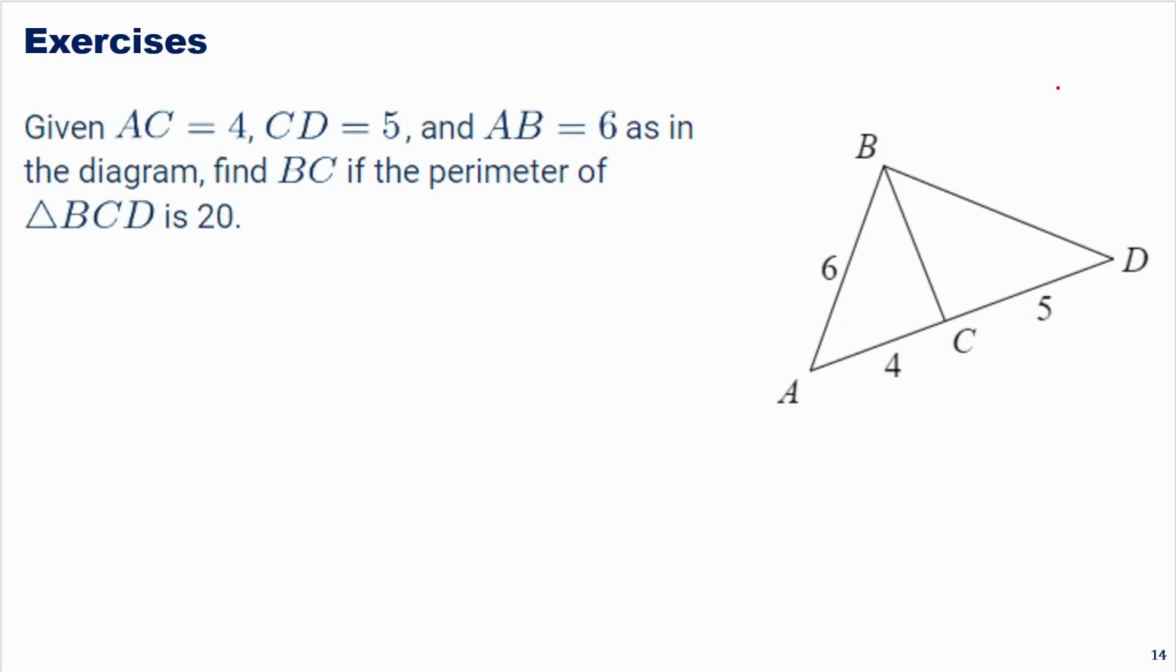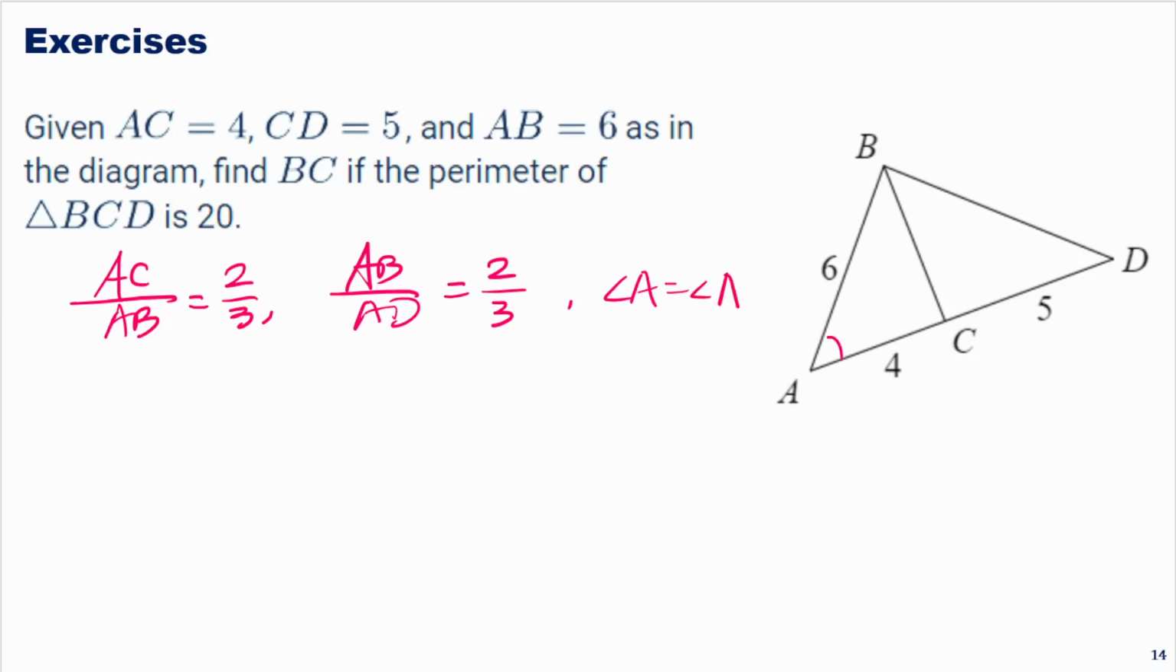So we know the lengths of three sides. And also note that AC over AB is 2 over 3. AB over AD is also 2 over 3. And they share the same angle A. So what does this tell you? This tells you triangle ACB is similar to triangle ABD by SAS, which we have just learned.